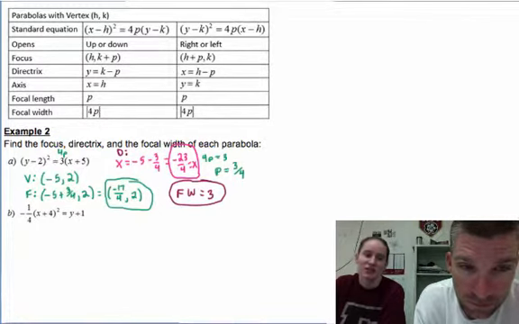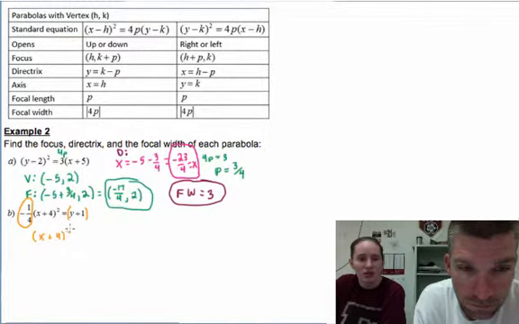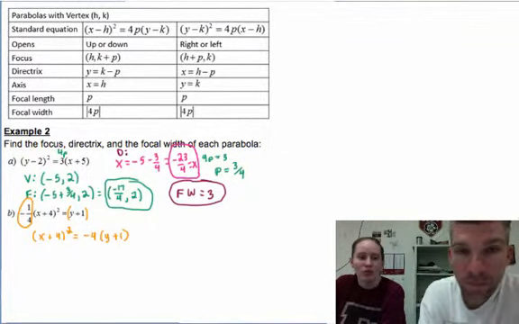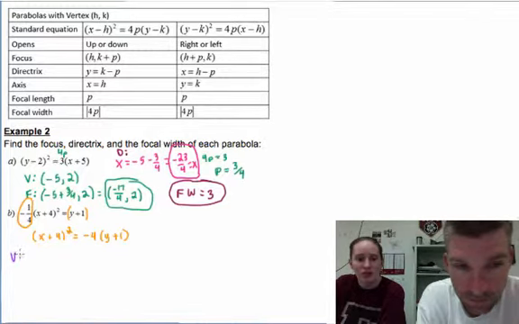Because of the way our standard form is, I would recommend we get this over to this side. Before we do that, let's put parentheses around this so we don't mess it up. If I want to move this negative 1/4, I multiply both sides by negative 4. So we can rewrite this as x plus 4 squared equals negative 4 times y plus 1. And now we know what 4p equals. Let's start with our vertex: the vertex is negative 4, negative 1.